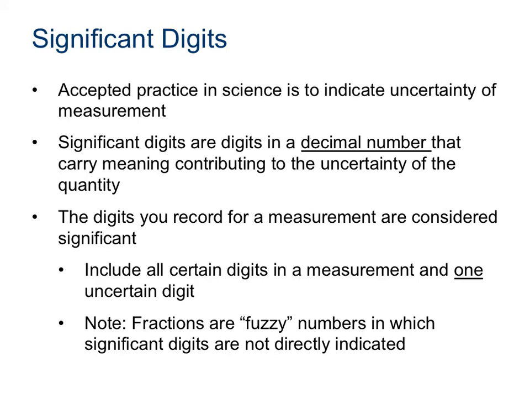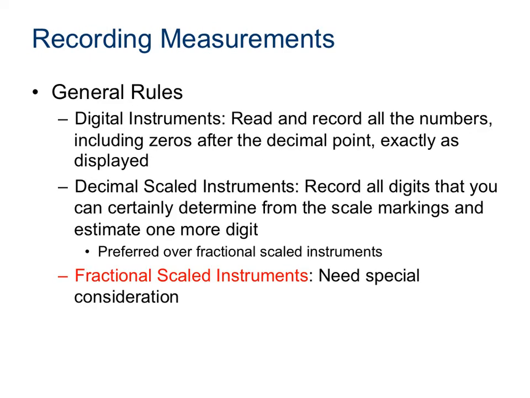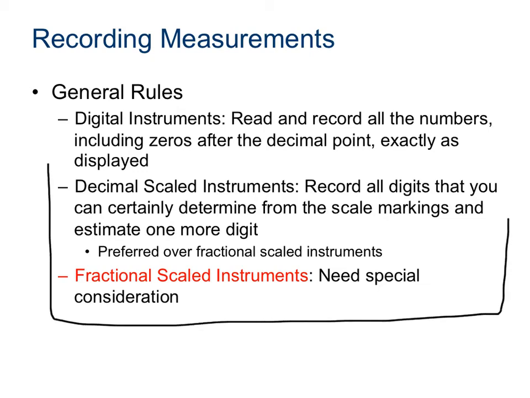Okay, so we talked about significant digits, right? Basically, you're always going to have an uncertainty about your measurement, okay? So you're always going to record your certain digits, and then you're going to have a decimal number that is telling you what the uncertainty of that quantity is. Okay, and again, same thing, digital instruments, you're going to record all the numbers, including zero, exactly as displayed. And this right here is what we're going to use. We'll use decimal scaled instruments like rulers, calipers, and protractors.